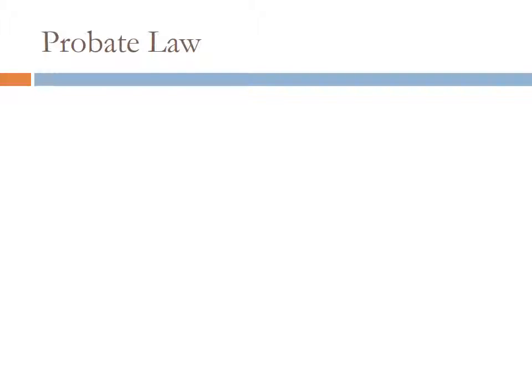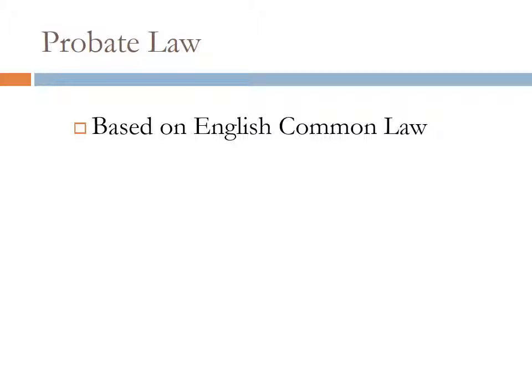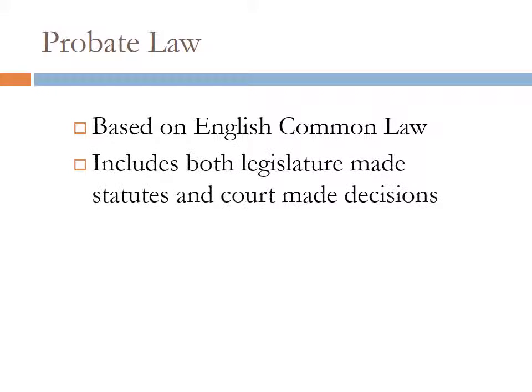Now, probate law in the United States is based upon English common law. A common law arises out of the cumulative decisions of the courts over hundreds of years. And the probate law in the United States also includes legislature-made statutes and court-made decisions. So the court decisions are persuasive to the court. However, the court must follow the law established by the legislature in statutes.